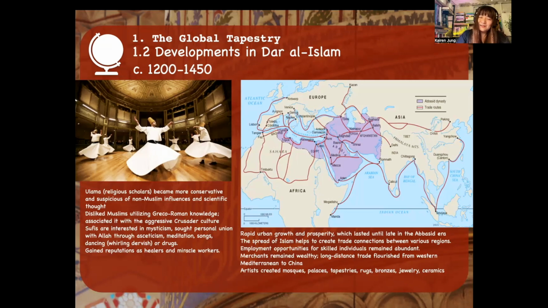They disliked Muslims utilizing Greco-Roman knowledge. They associated it with the aggressive crusader culture. And the Sufis, on the other hand, became increasingly interested in mysticism and spirituality. They sought personal union with Allah, and the whirling dervishes that we know are so emblematic of Turkish culture.